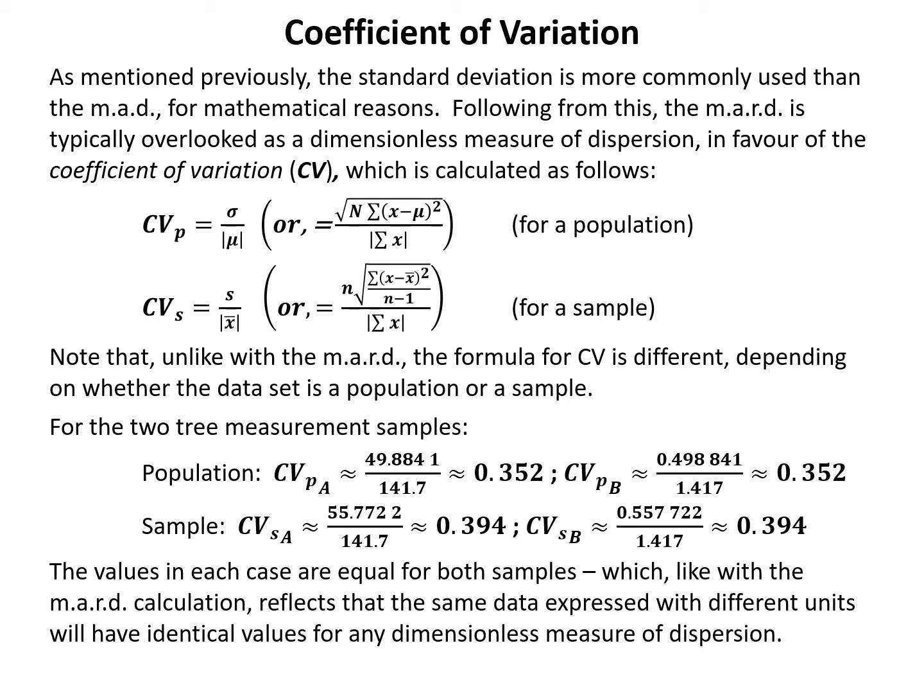Now we look at the coefficient of variation. As discussed previously, the standard deviation is more commonly used than the MAD for mathematical reasons. Following from this, the MARD is typically overlooked as a dimensionless measure of dispersion of choice in favor of the coefficient of variation, or CV, which is calculated as follows.